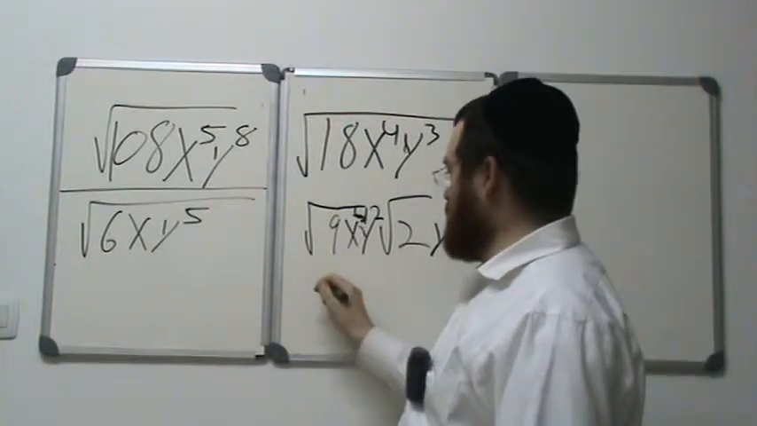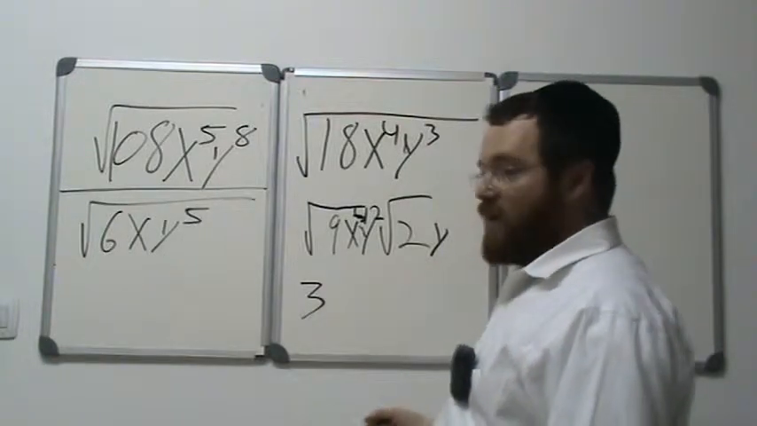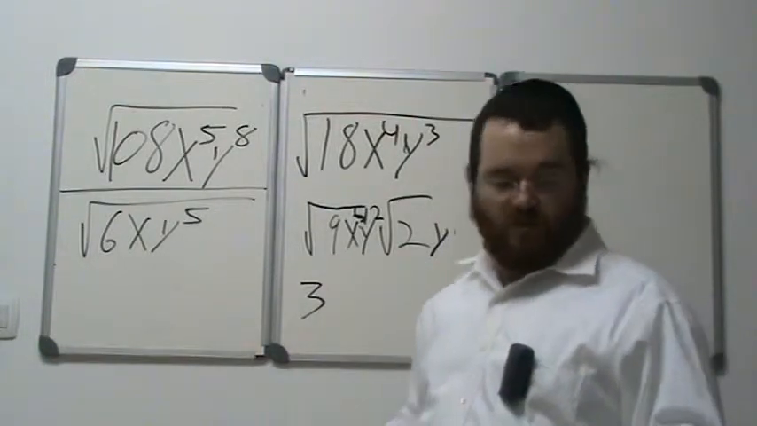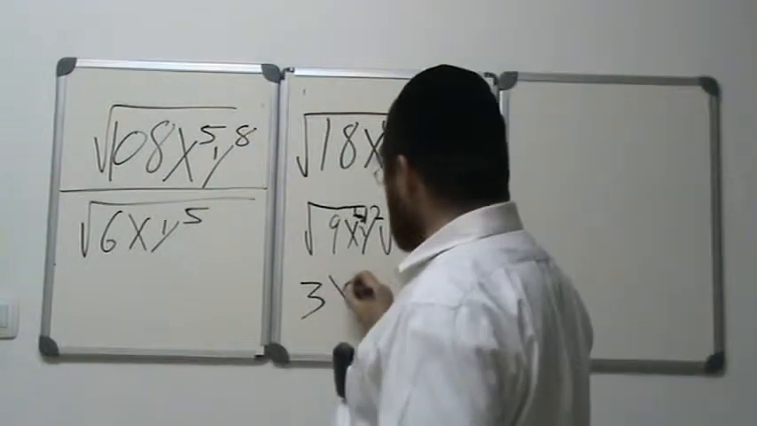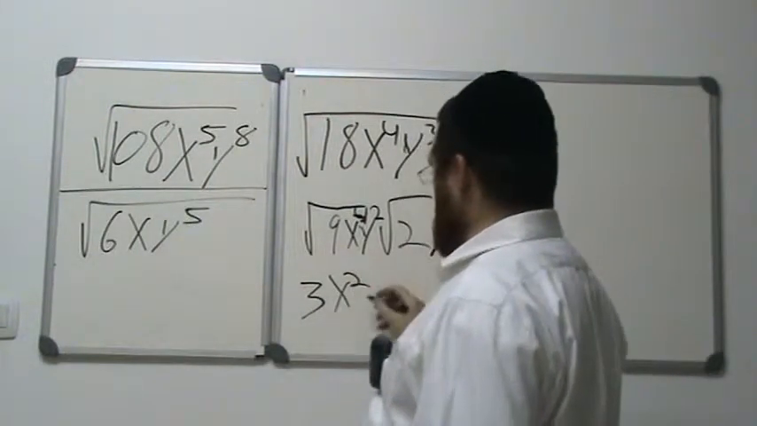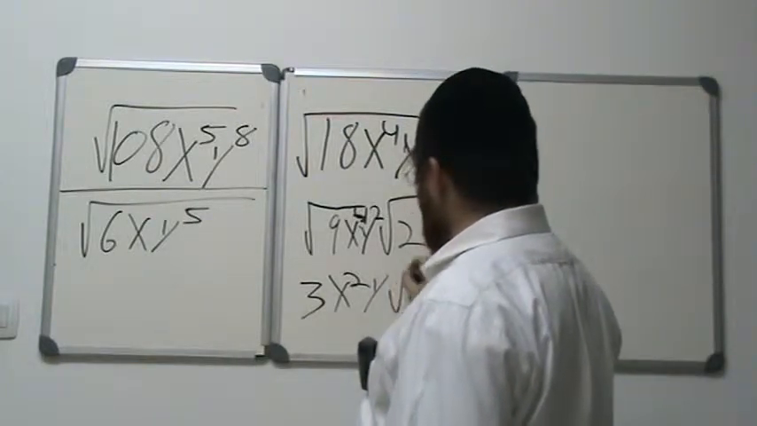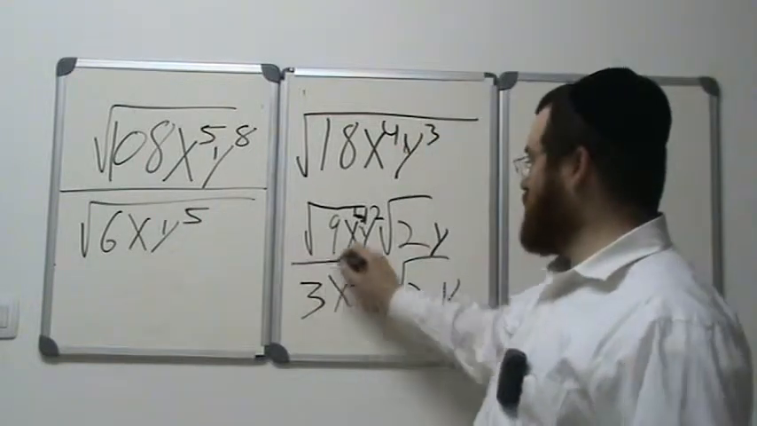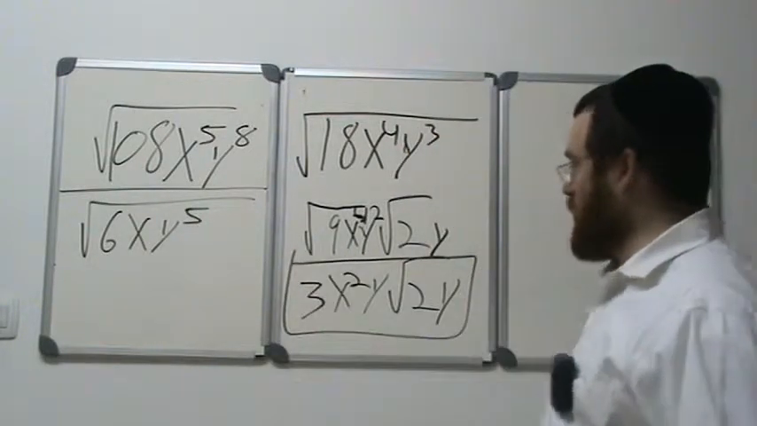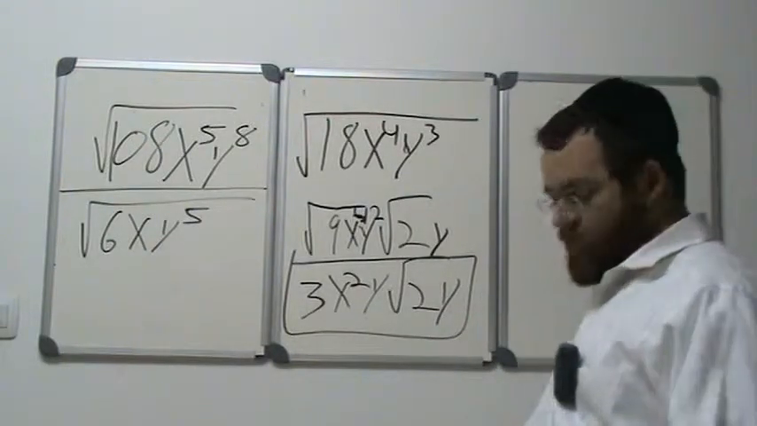Now radical 9 becomes 3. X to the 4th power, divided by 2, becomes x to the 2nd power. And y squared is just plain y. And times radical 2y. So the final answer is 3x squared y times radical 2y.